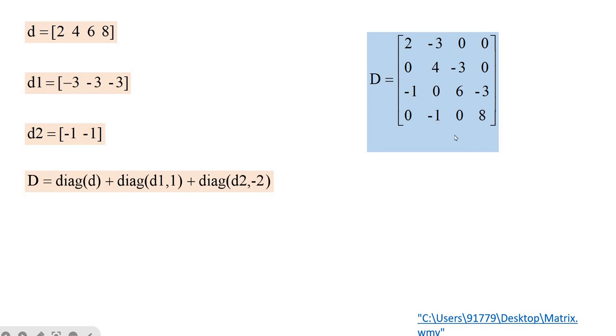So these are the second lower diagonal elements. So it is diagonal of D2 comma minus 2. Minus 2 means it must be the lower diagonal elements. Okay, we will see all these executed in MATLAB here.